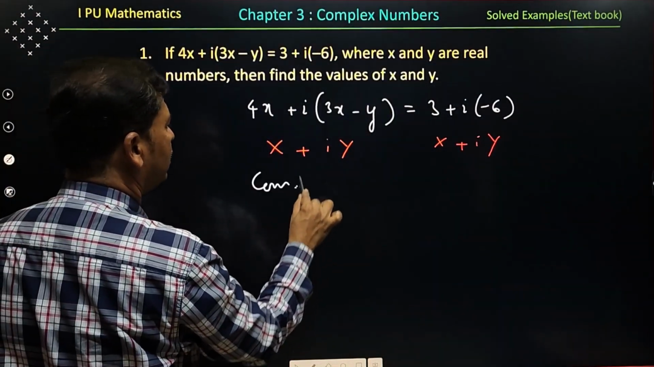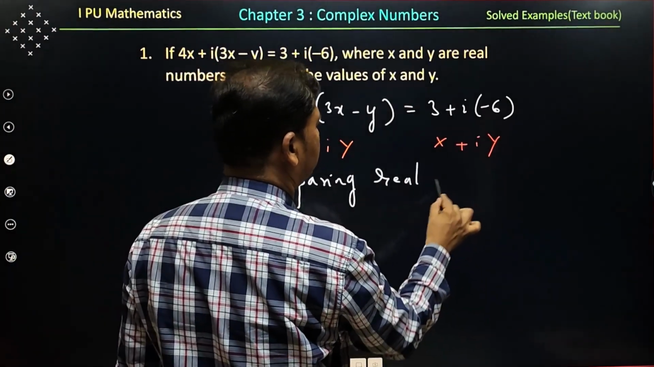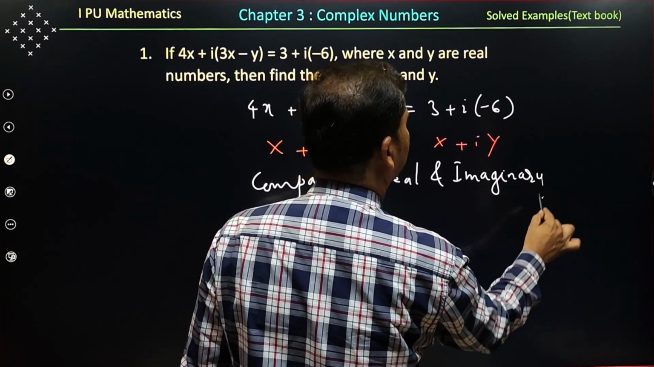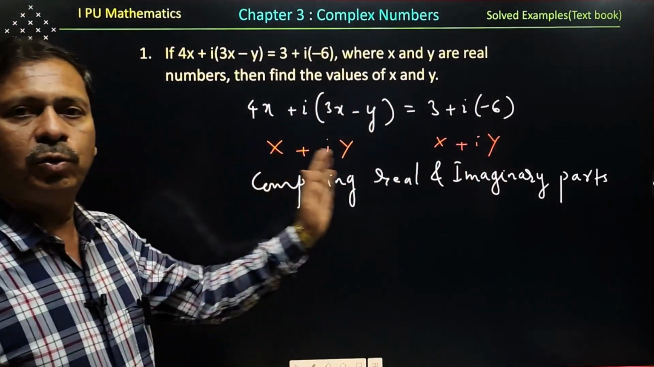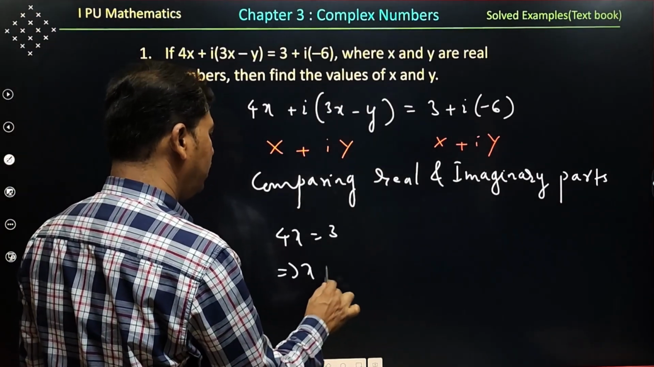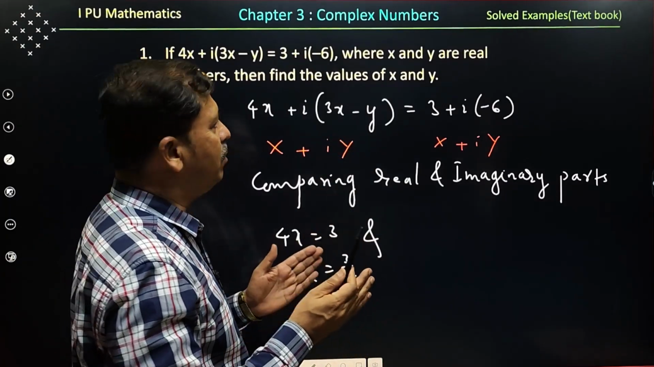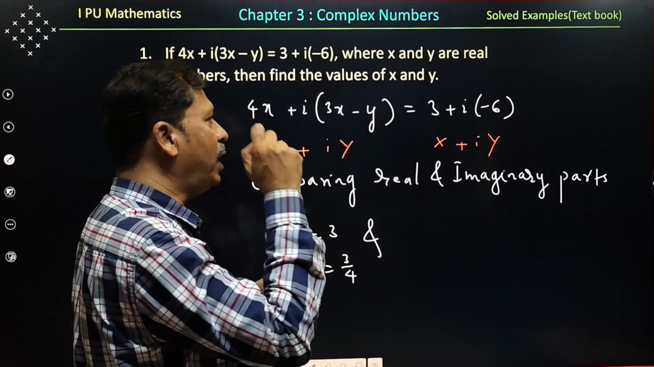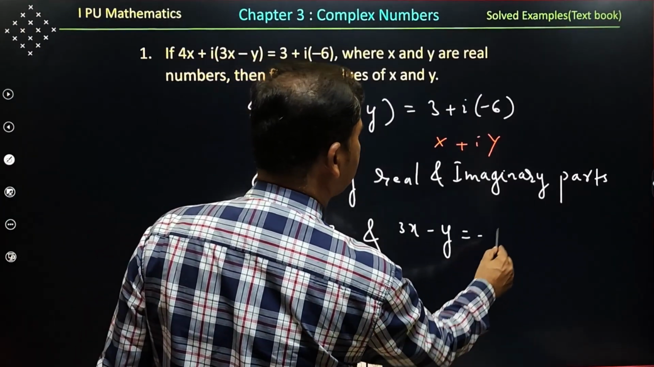Comparing real and imaginary parts separately, what do we get here? 4x is equal to 3, you write. And hence x is equal to 3 divided by 4. And here the imaginary part, the coefficient, that is the term associated with the imaginary unit i, is nothing but 3x - y on the left side. On the right side it is -6.